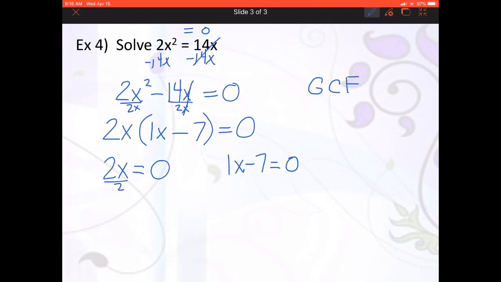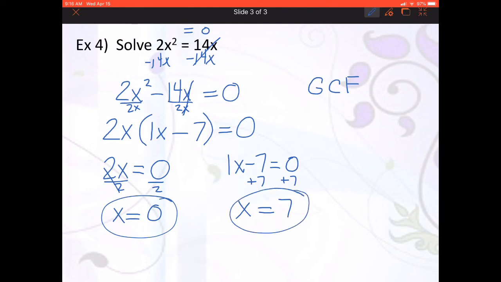So I'm going to divide by 2. So x equals 0 is one solution. So 0 would make this true. And in the second one, I'm going to add 7. And I don't need that 1 in front of x. 1x is just x equals 7 is my other solution. So those are two numbers that make this equation true.